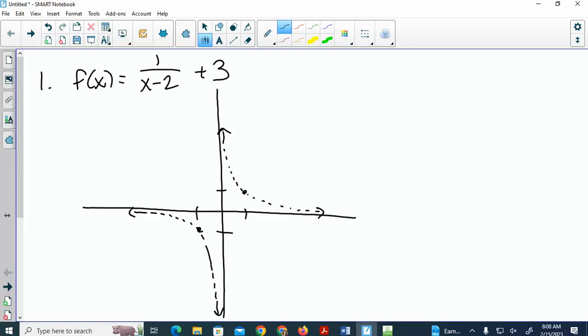Okay. So then our transformations, what does the minus 2 do? Right. So we had a parent function, the vertical asymptote was at 0, when you move left and right.